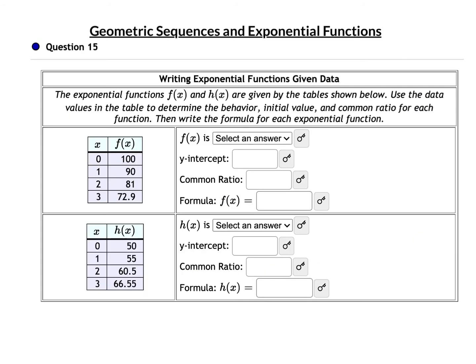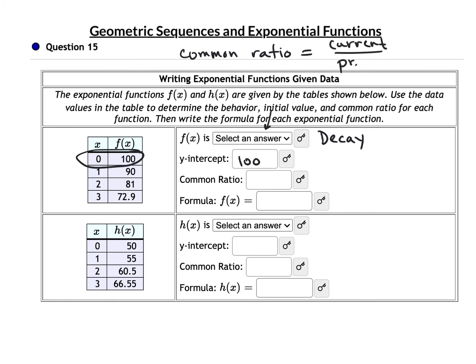Question 15. We're going to write two sets of equations for these tables. The first question in the pull-down box is whether this is growth or decay. Look at the numbers. Are they increasing or decreasing? 100, 90, 81, that would be decay. They are decreasing. The y-intercept is when x is 0. That's when you're on the y-axis when x is 0. It's 100 here.